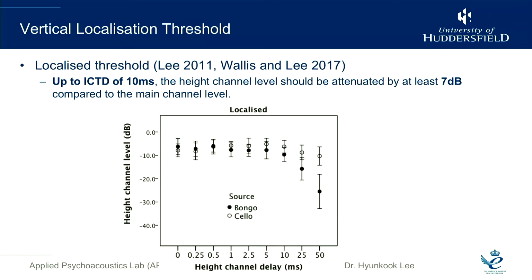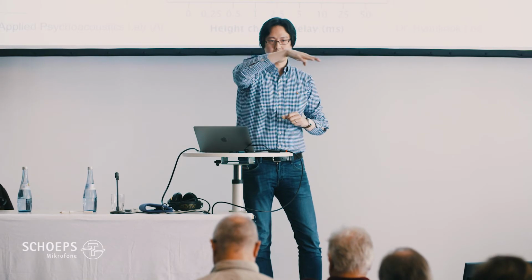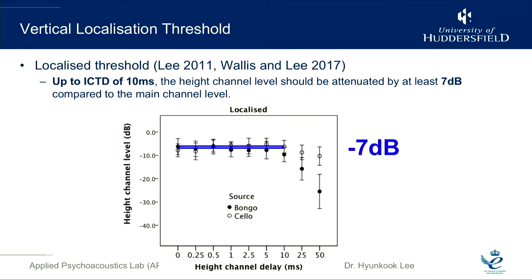So we've also conducted a few experiments. There are various papers regarding this topic, but this is the result from the first experiment obtained for some musical sources. So basically, regardless of time delay applied between 0 and 10 milliseconds, the localization threshold is about minus 7 dB. That means you have to apply 7 dB attenuation to the high channels, then the image comes down to around the main layer height. So this has a very important implication on microphone array design.